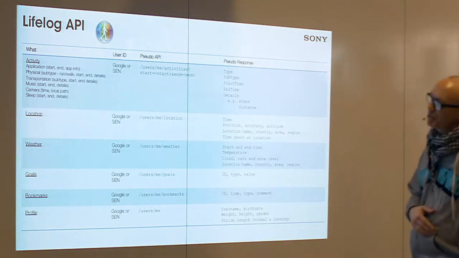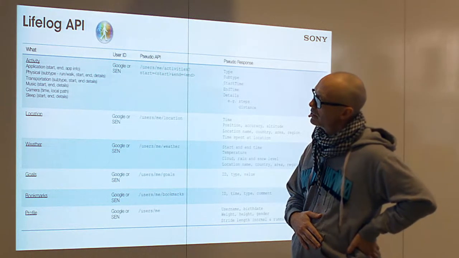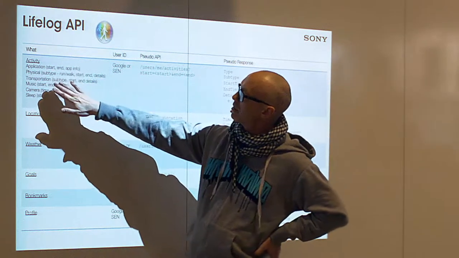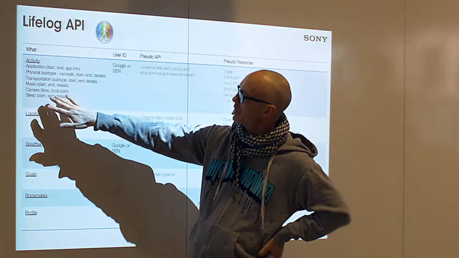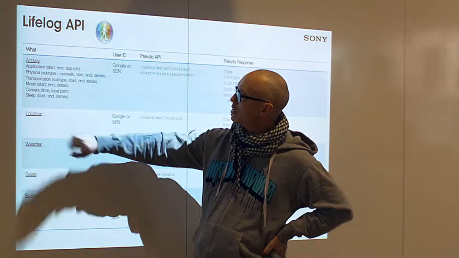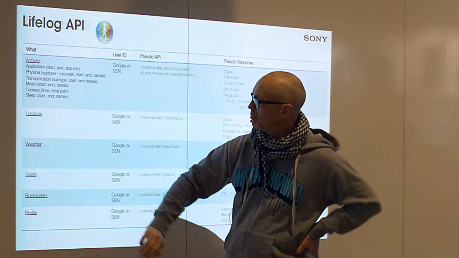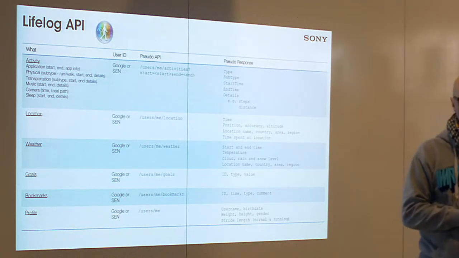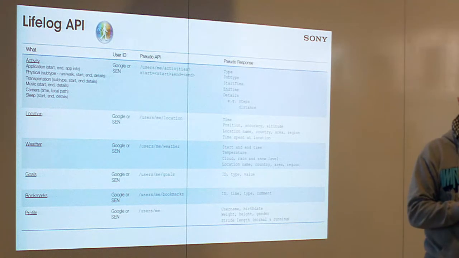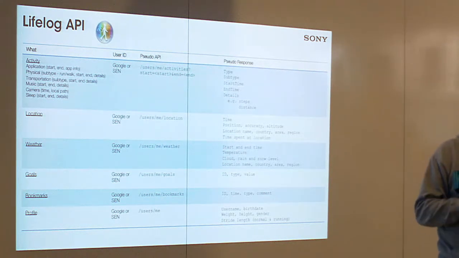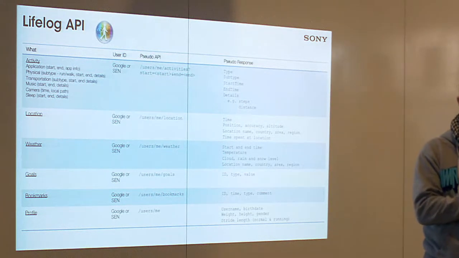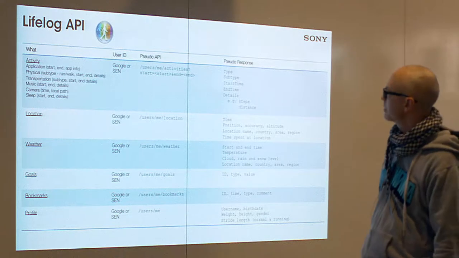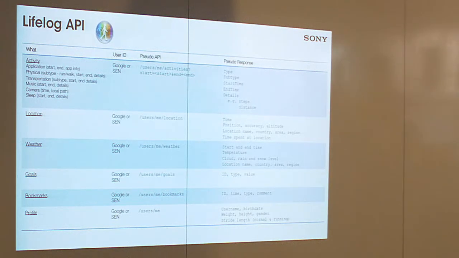The Lifelog API is a REST-based API. It has different endpoints: activities, application start end, physical activities, transportation, music, camera, sleep, location, weather, goals, bookmarks, profile. Bookmarks is something that the user can set on a certain occasion, I think only with the SWR10 smartband. You press a button and it sets a bookmark, which means it's really bookmarking in time. And then you can view information collected at that specific time and browse backwards to that. So this is the data you can access.